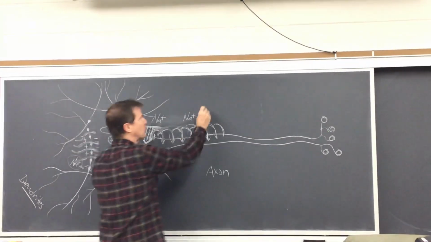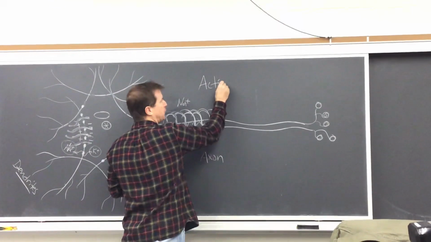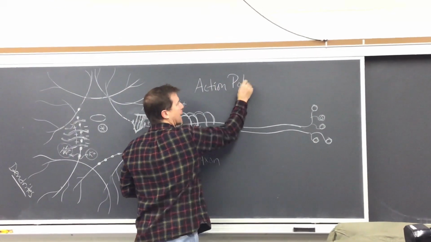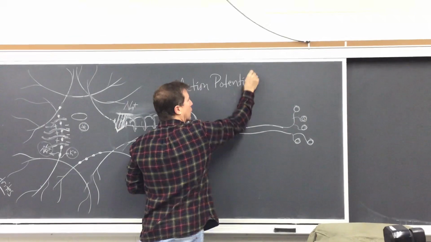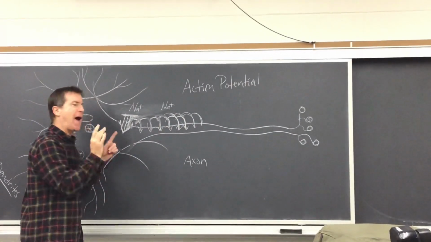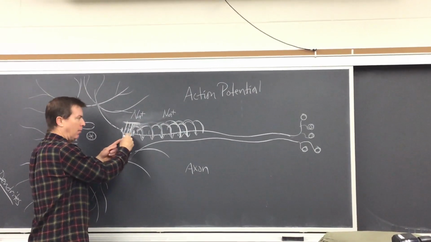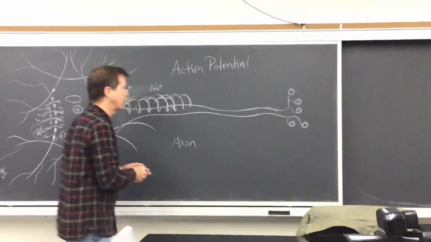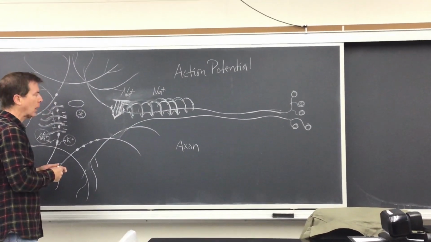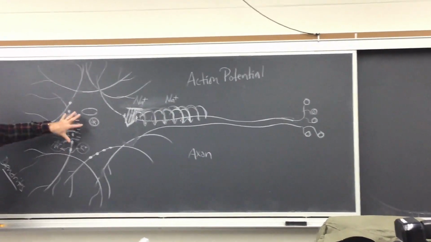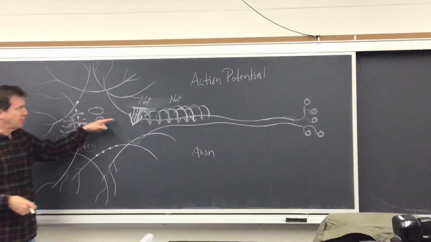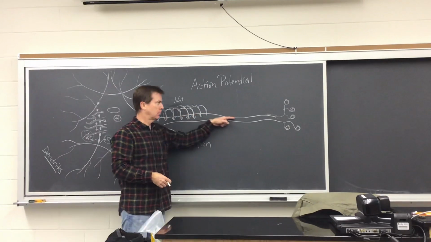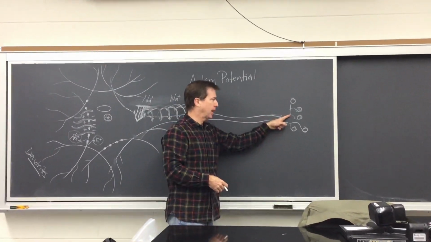So that term, action potential, what that literally means is massive depolarization all the way down the axon in a linear fashion that we can't shut off. It's all or none. So we've caused this cell to reach threshold, fire an action potential all the way down its axon.